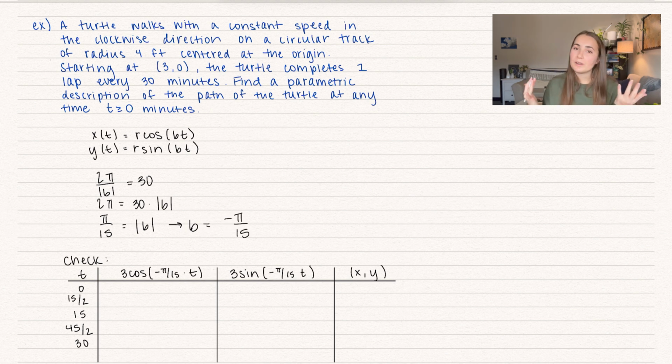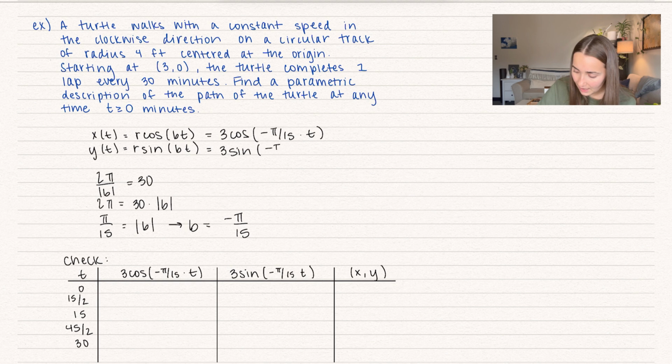We also already know the radius. The radius is equal to 3, right? And it tells us that directly in the problem. So we get 3 cosine of negative pi over 15t, and then we get 3 sine of negative pi over 15t. So let's go ahead and check if this parameterization is correct.